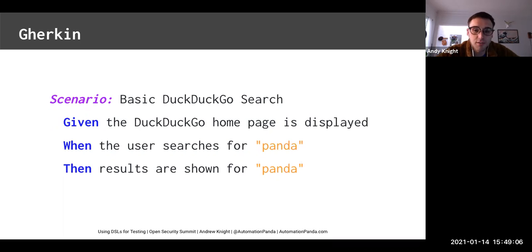So an example test case could be, if you're trying to perform a DuckDuckGo search, given the DuckDuckGo homepage is displayed, when the user searches for Panda, then results are shown for Panda. This is just a very high level domain-specific language where you have some keywords here that denote step types, and then you free form the step names, which to me looks just like those DS modules. It was incredible.